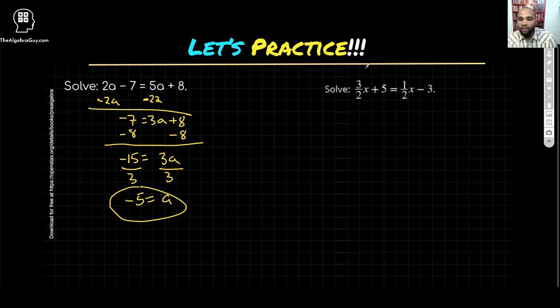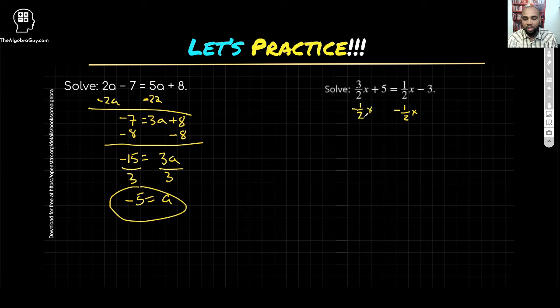Fantastic. What about fractions? We're going to do the same thing, same basic concepts, but sometimes we don't like to see fractions, but we still use the same concepts. 3 over 2, 1 over 2. Fortunately, they both have the same denominator, so they should be pretty easy to add. So it's kind of just like saying 3 and 1. So I'm going to subtract 1/2 x over here, subtract 1/2 x.